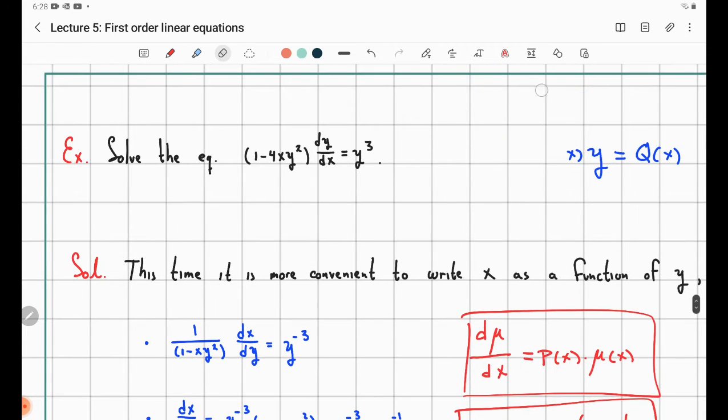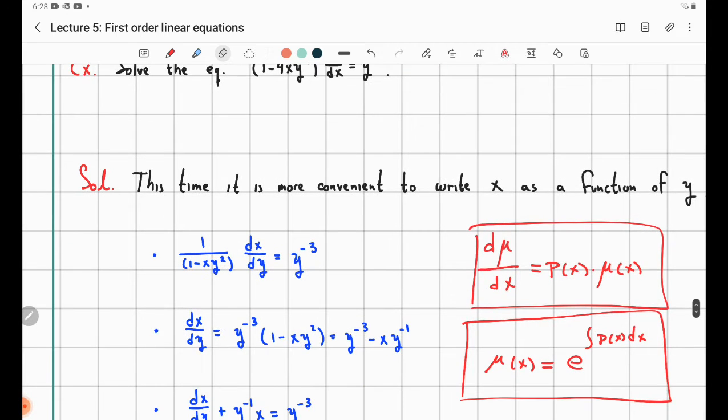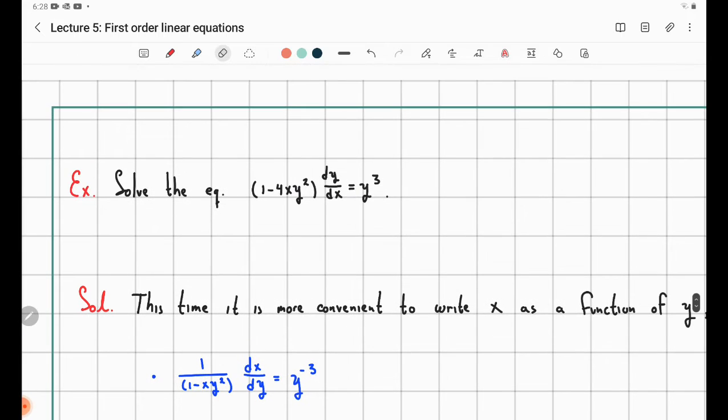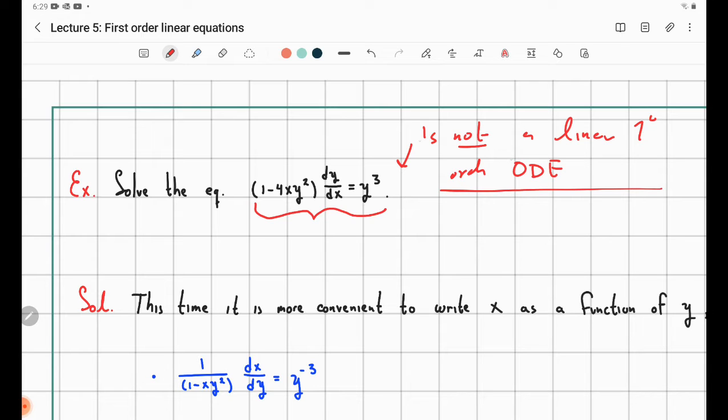So let's apply this idea to our example. In our example, we have a differential equation given by this expression, but the problem here is that this equation is not a linear equation. So this is not a linear first order ordinary differential equation.